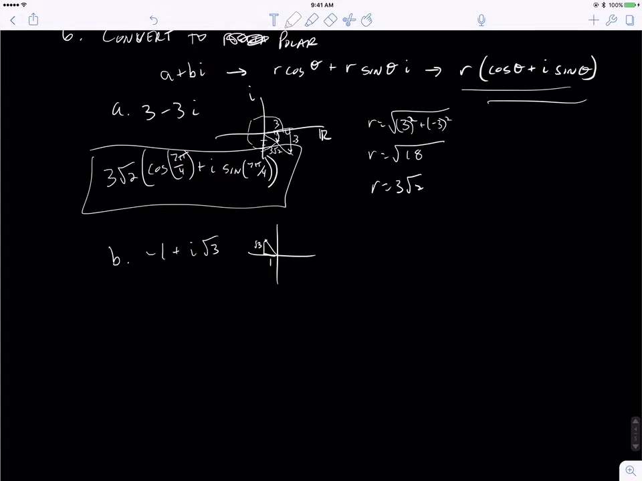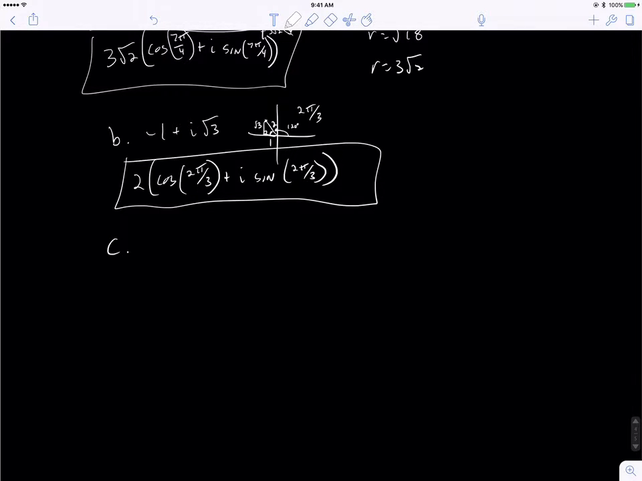I recognize that as a 30, 60, 90 right triangle, right? Because of the root 3. So 1 is the short leg, so root 3 is the long leg. So that means this angle here is 60. So that means that's 120, which is really 2 pi over 3. So that angle is 2 pi over 3, and that radius is 2. So it's going to be 2 times cosine of 2 pi over 3 plus i sine of 2 pi over 3.